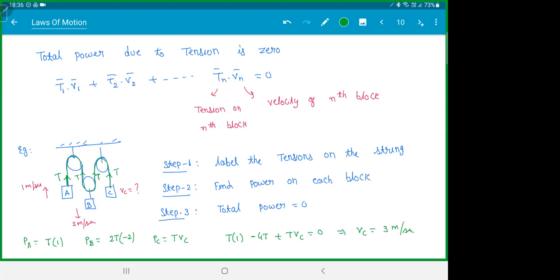You just get the velocities, tensions, multiply tension into velocity. If it is there at an angle, then you apply T V cos theta. Remember, this is a dot product. In this case, luckily, since they're in the same direction, you just multiply T into V. Let me show you one more example. But these are the 3 steps you do: label the tensions, find the power on each block, and then the total power is 0.